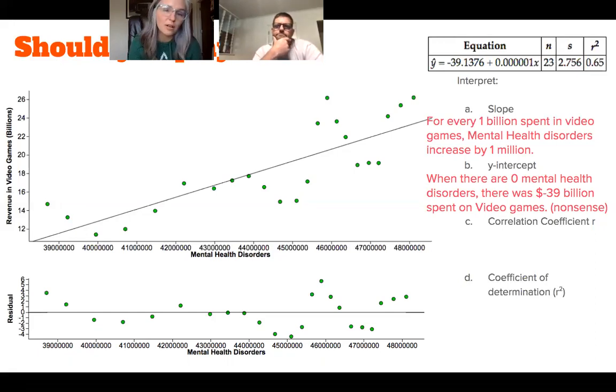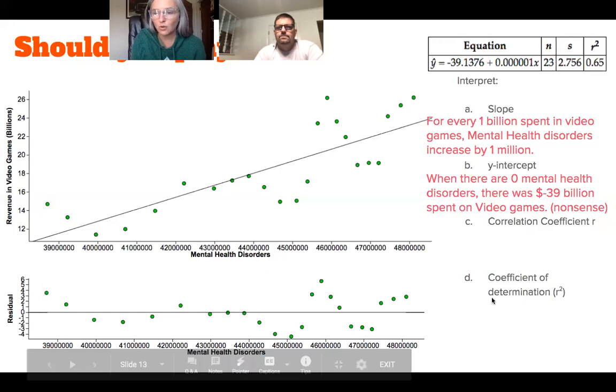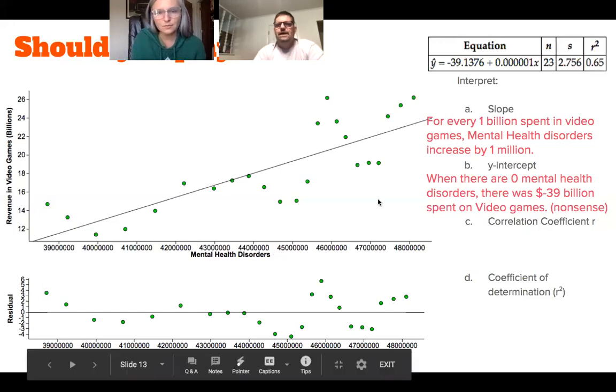Not every problem will the y-intercept make sense. If it's not within the scope of the data, we talked about that extrapolating concept. If it's not within the scope of the data, then it's kind of nonsense. It doesn't really tell us a lot. No. And we would never have and never will have 0 mental health disorders.